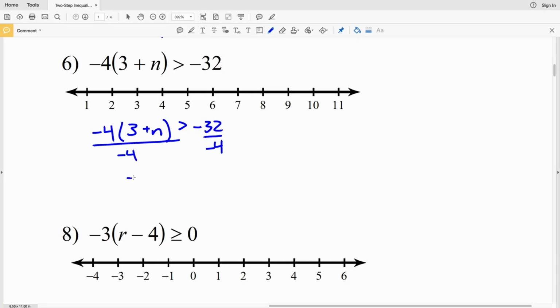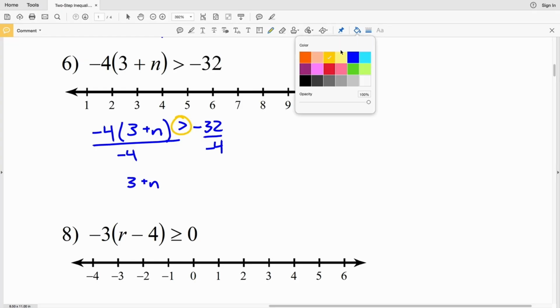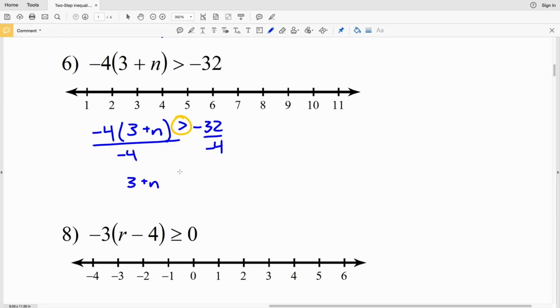On the left-hand side, we'll be left with 3 plus n, and since we're dividing by a negative, we're flipping the inequality. So that'll be less than negative 32 divided by negative 4, which is a positive 8. Then we just have to subtract 3 on both sides to get that n is less than 5. And when we graph that, we're going to circle the 5 and shade in everything to the left.